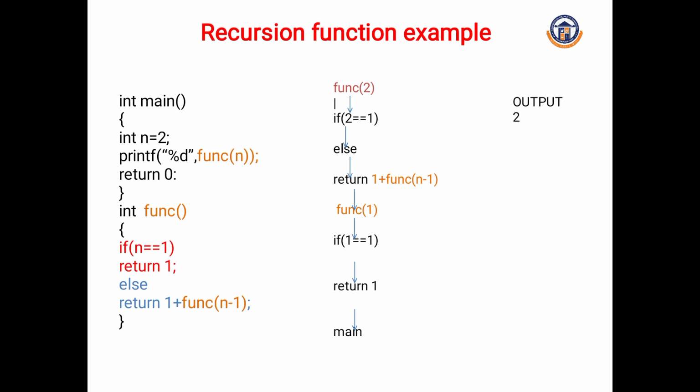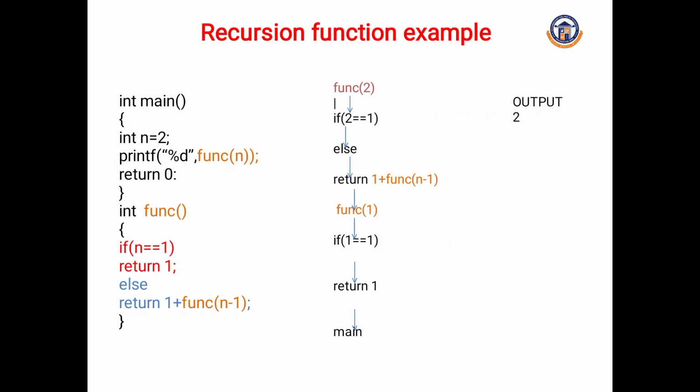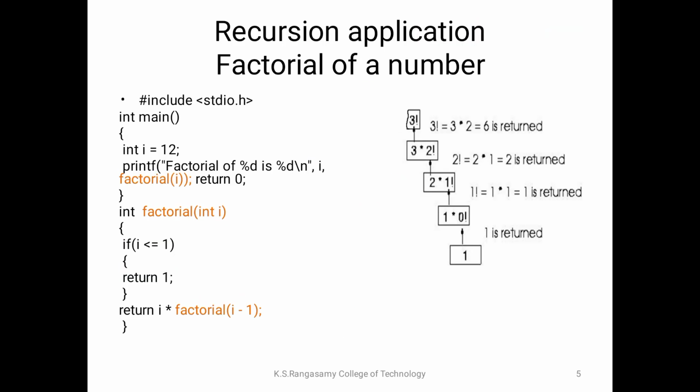Return 1 plus function of 1, the value is 1, so 1 plus 1 is 2. Actually this is the output for the function of 2 that was called by the main function of 2. So the output value will be 2. It is a recursive application. It is the factorial of a number.